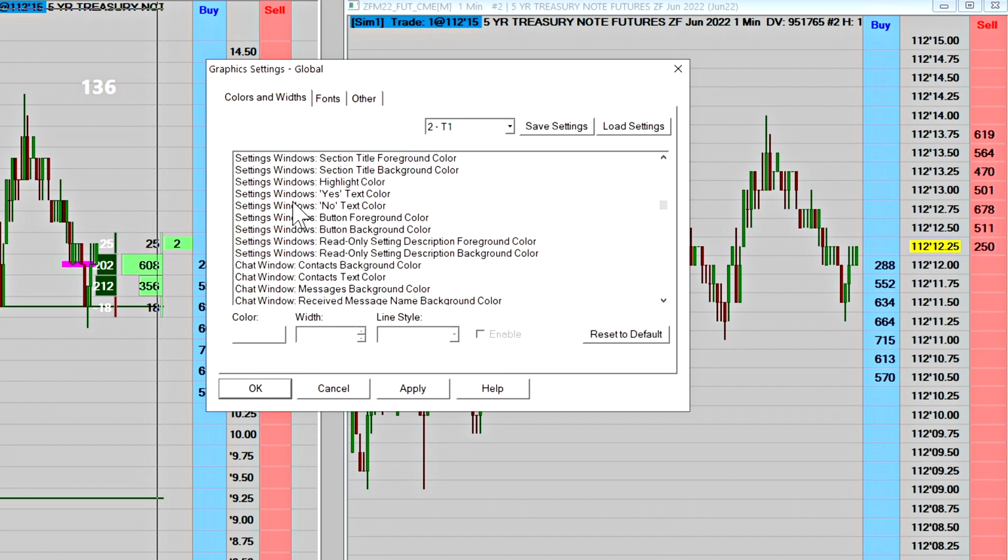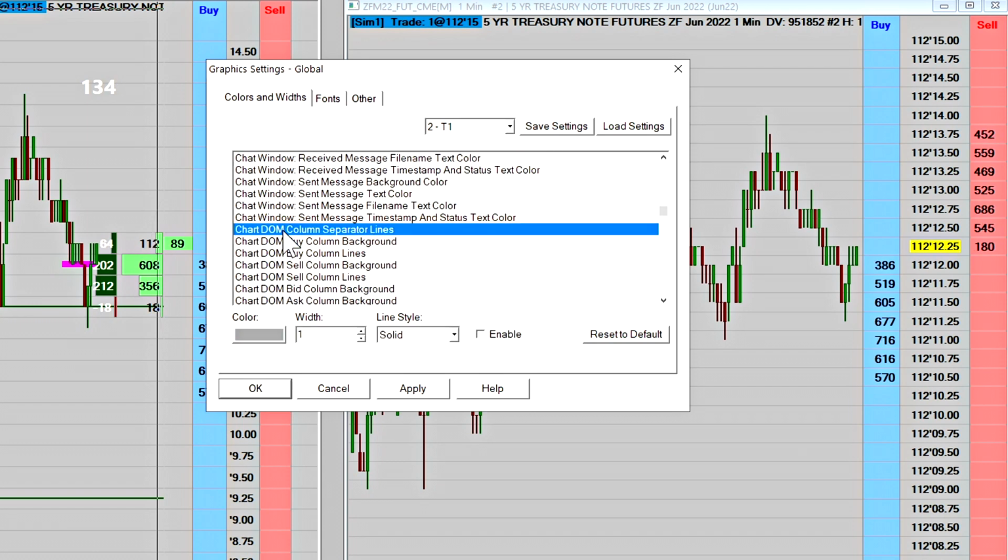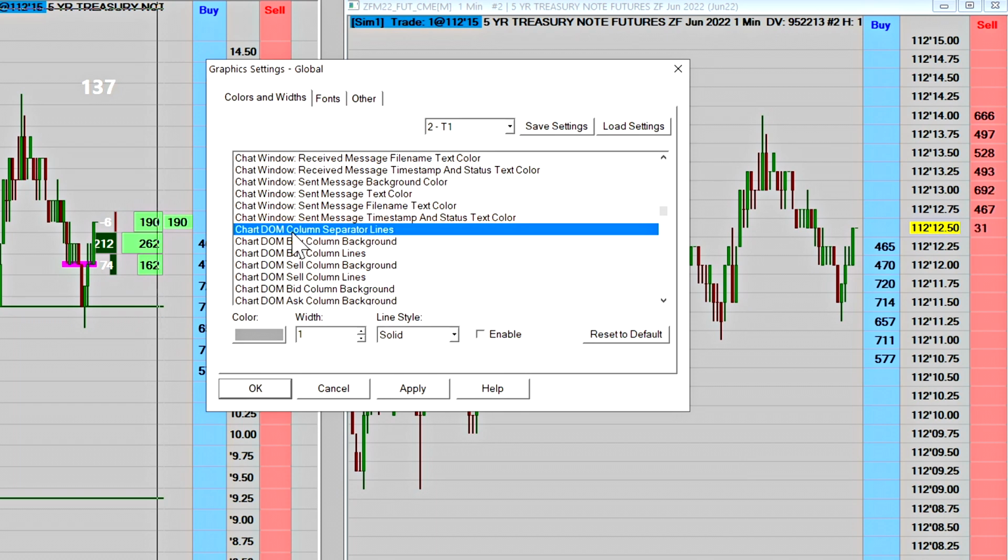Settings windows colors, these are also important for the new settings windows in Sierra Chart. Chat window, that's pretty cool too. Now here, chart DOM column separator lines. If I enable that, you might not see it, but what this is, is a separator line where your price column is. If you just look right where I'm hovering my cursor, you see there's an extra little line there. I will disable that, and you can see the line has disappeared. So that's just an extra line where your price column is. I disable it. It might be enabled by default.